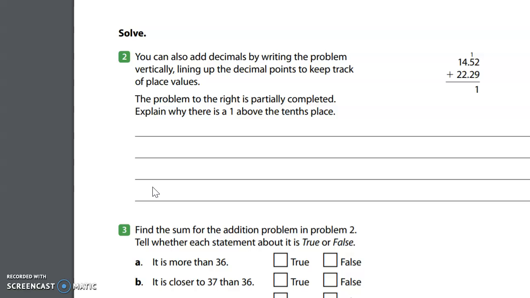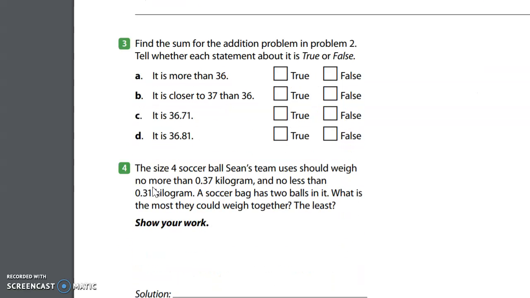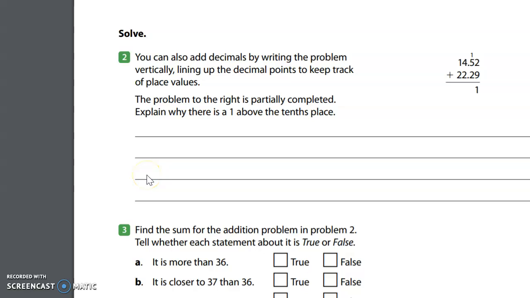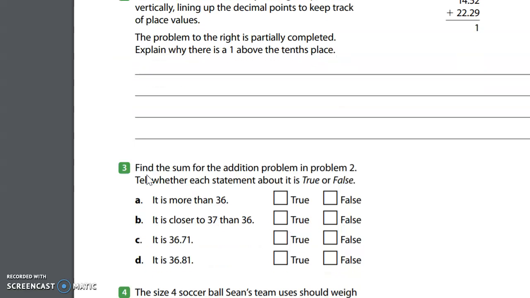Okay, so let's move on to question number 3. Question 3 reads, find the sum for the addition problem in problem 2. Tell whether each statement about it is true or false. So now you have to go back to problem number 2 and add 14 and 52 hundredths with 22 and 29 hundredths. And then respond to all of the questions.